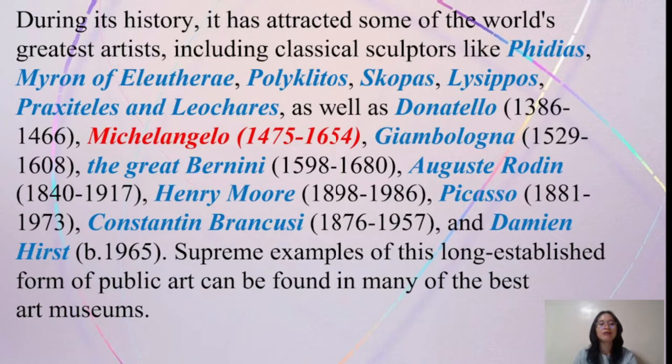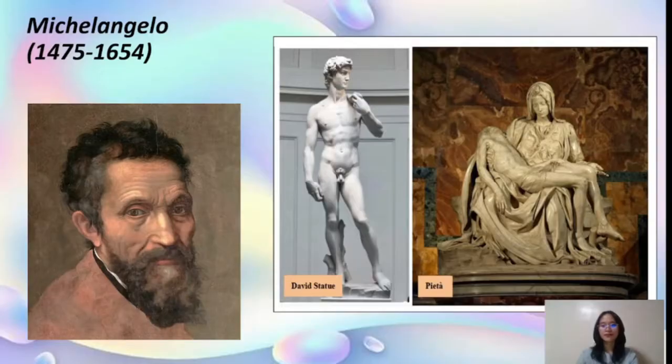These artists are able to express what they feel, as well as showcase what their history was all about before. The works of these artists can be found in many of the best art museums. For example, the Accademia Gallery Museum in Florence, where we are able to view Michelangelo's works of art. As I said, this is Michelangelo, and these are some examples of his sculpture art. Very creative, right? Full of information.